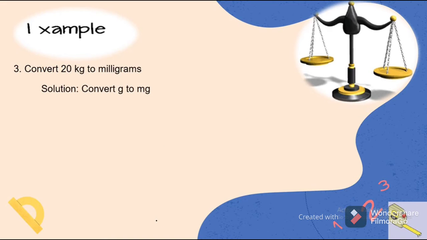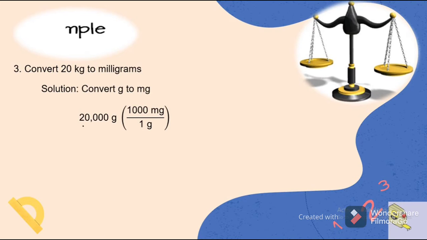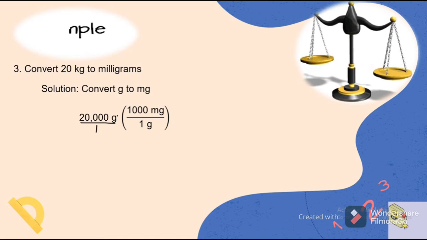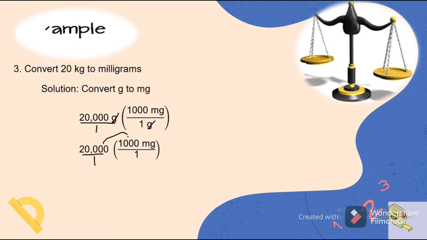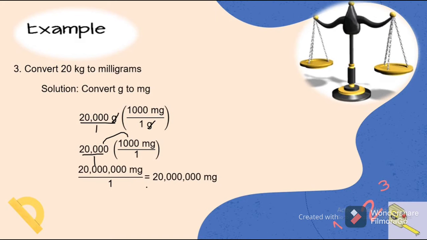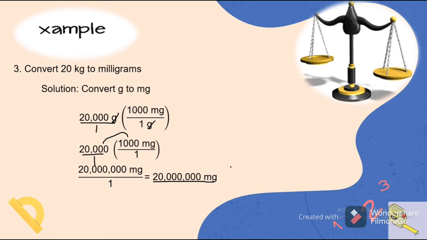So always start with what you're given. So we have 20,000 grams over 1 multiplied by 1,000 milligrams over 1 gram. Then cancel out the unit of measurement, which is gram. Then we have 20,000 over 1 times 1,000 milligrams over 1. Then simplify. 20,000 times 1,000 milligrams is equal to 20 million milligrams over 1, or 20 million milligrams. So therefore, 20 kilograms has the same weight as 20 million milligrams.